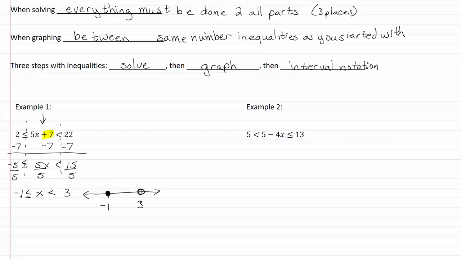And so we think about this as just being the first part here. Negative 1 is less than x. That means our x is larger than negative 1, so we're going to the right. And 3 is greater than x. So again, that one we're going to be going to the left. So our graph is going to be between negative 1 and 3.